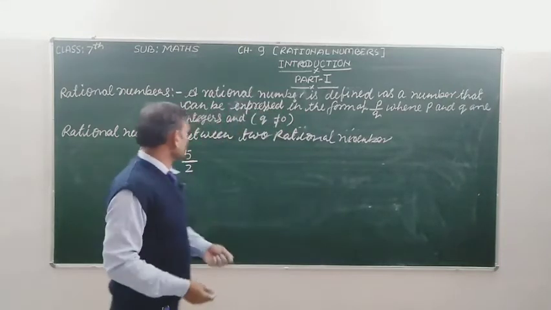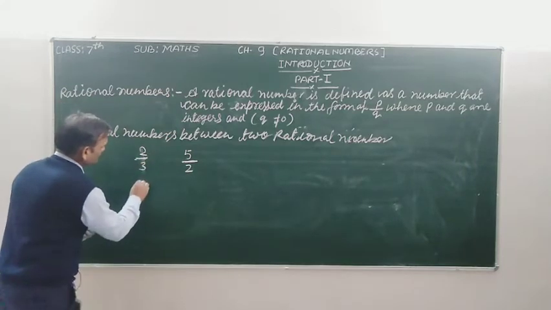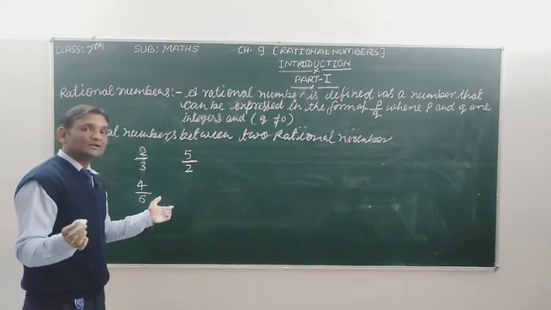So student, firstly we make the denominator the same. 2 2s are 4, 2 3s are 6. How can we make the denominator the same, student? Like this.